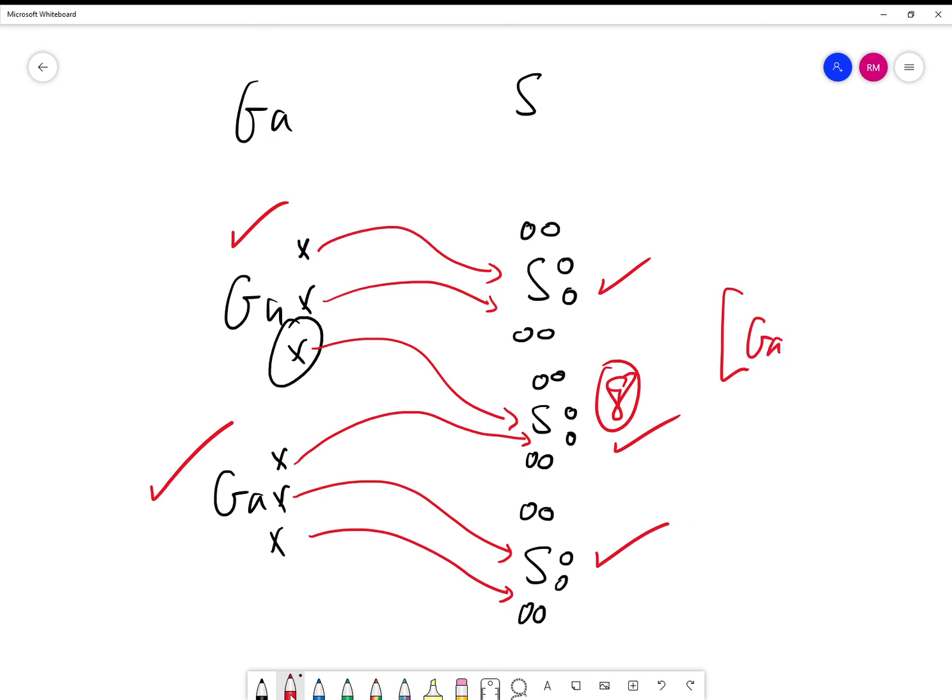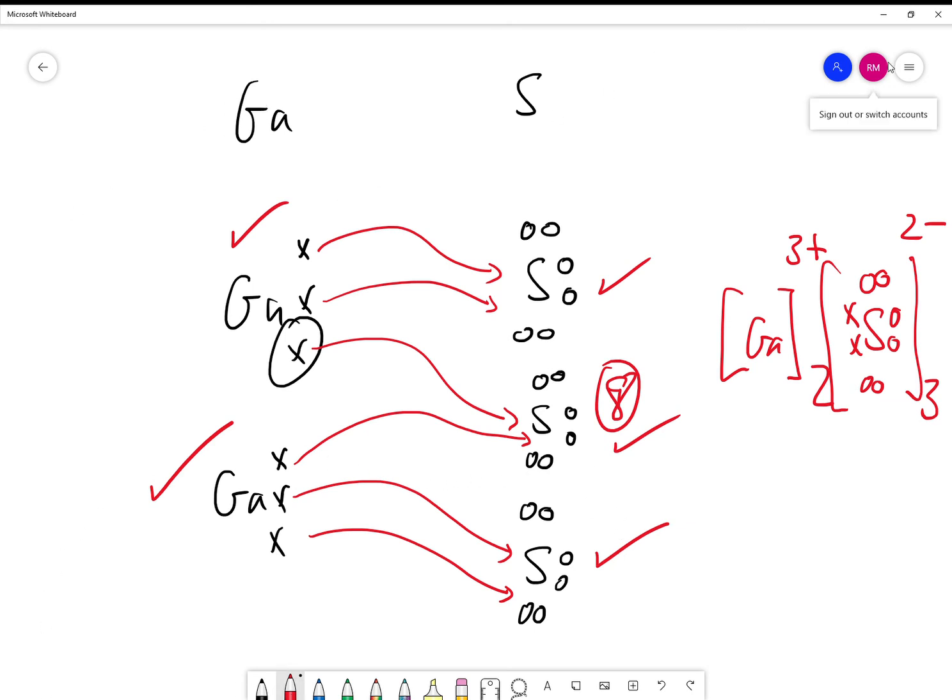And then we do our dot cross diagram. We have 2 gallium ions, each of which have lost 3 electrons, so there's 3 positive. We have sulfur, which has gained 2 electrons from each of 3 galliums, so we need 3 of those, and each of those are 2 negative. Okay, hopefully that sorts out any problems with ionic bonding.